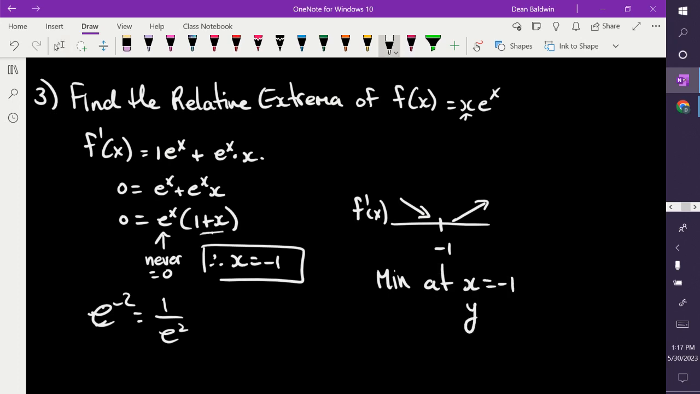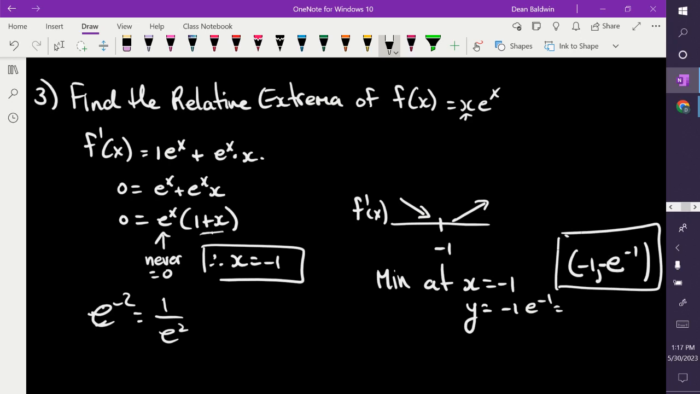What's the y value? We plug in negative 1 into the original function. So you'd get negative 1 times e to the negative 1. So the coordinates of your minimum are negative 1 and negative e to the negative 1, or negative 1 over e if you want. So that's a min.